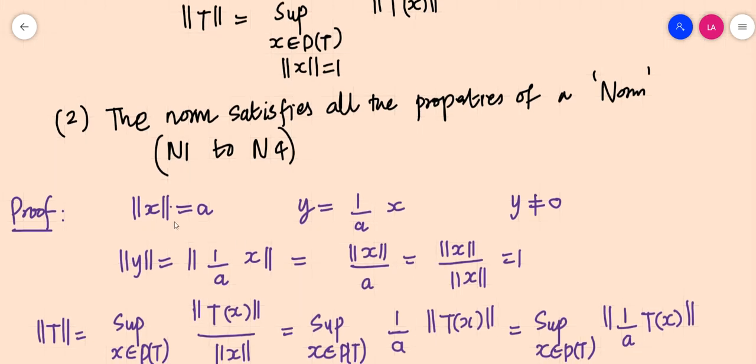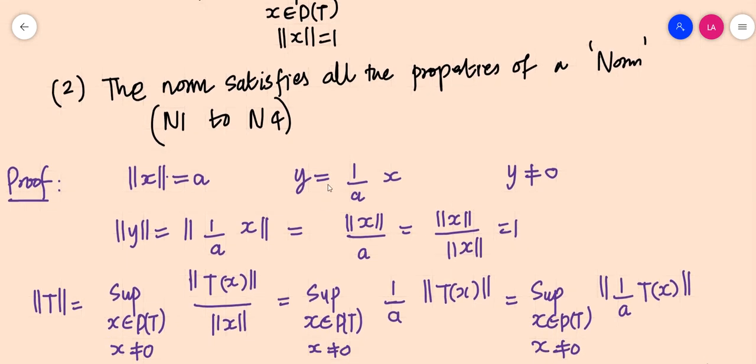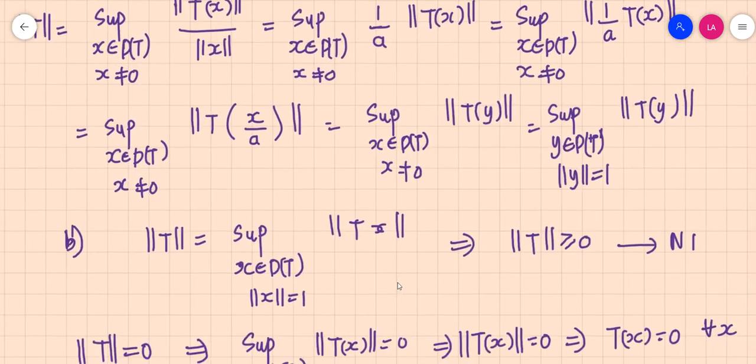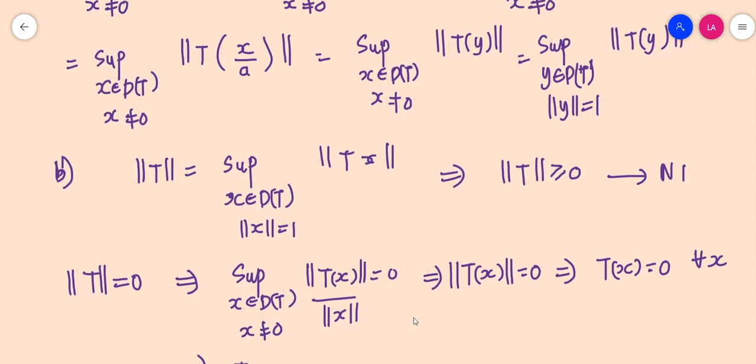To prove the first part, we take an element x with norm x not equal to 0 and define y equal to 1 by a into x. This is the important part, and then use the definition. To prove the second part, we consider N1, N2, N3, N4 and establish them using the definition of supremum and the definition of norm. These four properties are easy to understand.